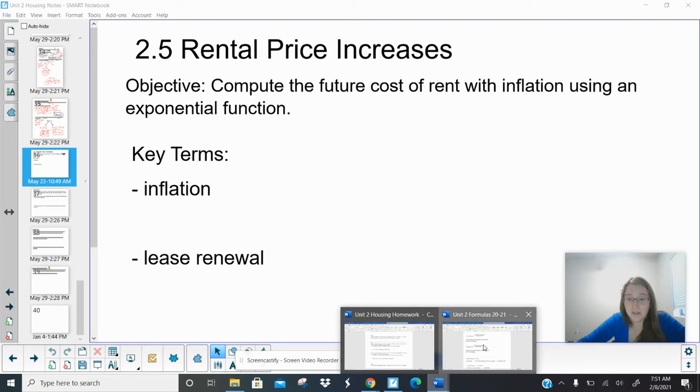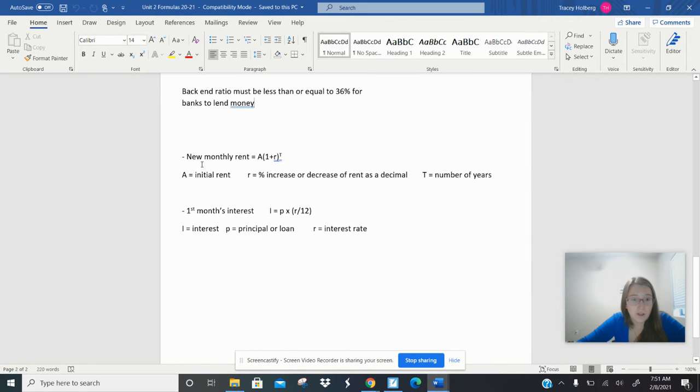So we talked about the formulas that we're going to be using. Right here, new monthly rent, yeah? So whenever you have a new rent, whenever you renew your lease, this is the formula you're going to be using. And these, again, are what the variables stand for. Being careful that, again, R has to be as a decimal. Every time we see the R, divide it by 100 before you can use it.